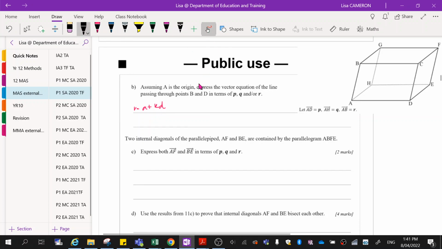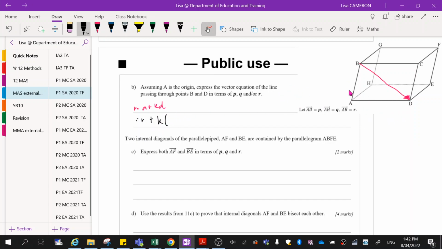So first thing we're going to do is look at the line passing through the points B to D. So we're looking for this line here, B to D. Okay, so first thing I need to do is work out the point of B here because it's just A to B. So A to B is expressed as R, so that first part there is going to be R plus K, where K is some constant. Now we have to work out D.